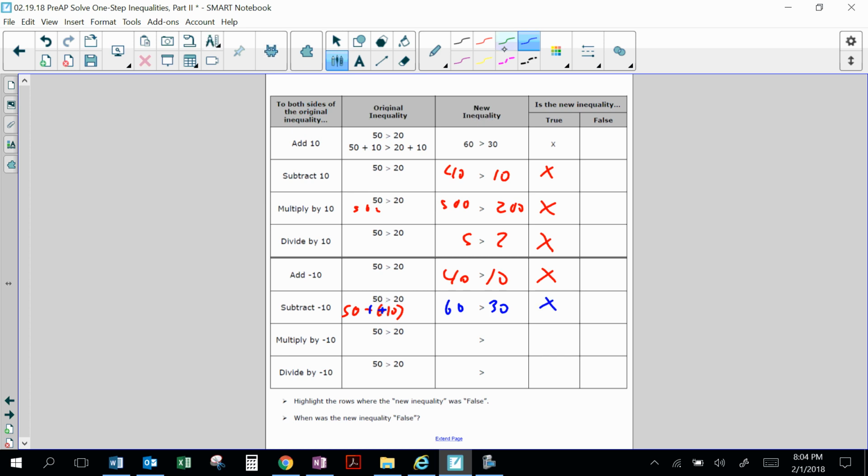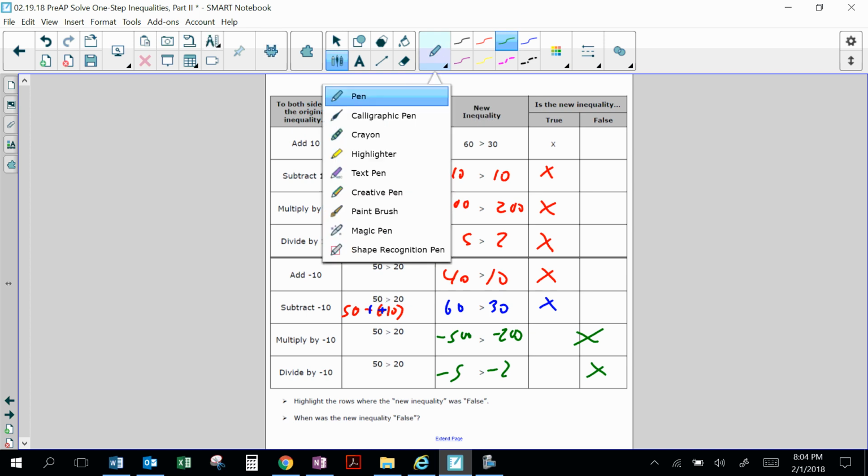Multiply both sides by negative 10. 50 times negative 10 is negative 500. 20 times negative 10 is negative 200. Is negative 500 larger? No, it is not. Negative 200 is closer to the positive side, so no. Divide both sides by negative 10. 50 divided by negative 10 is negative 5. 20 divided by negative 10 is negative 2. Is negative 5 bigger than negative 2? No, it's not.